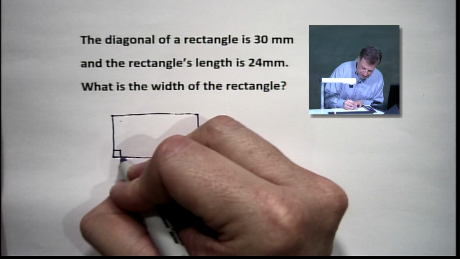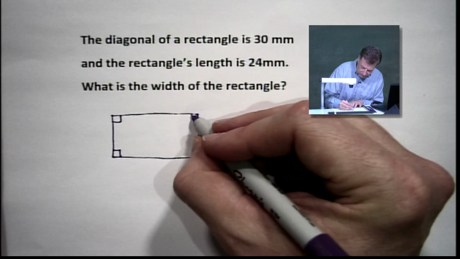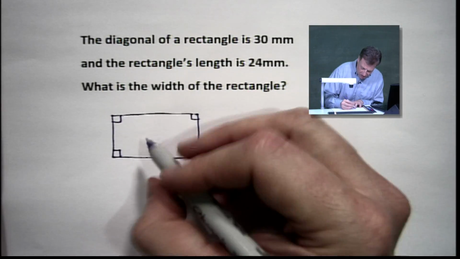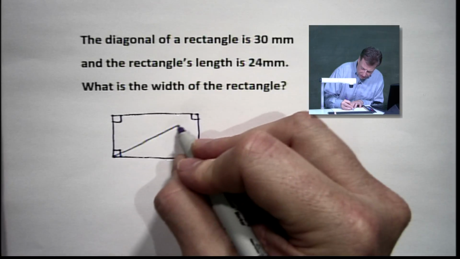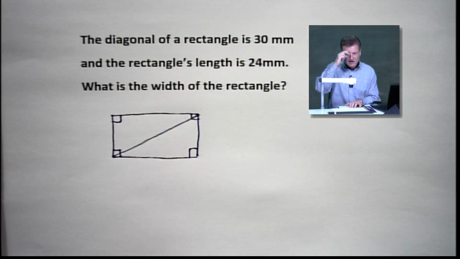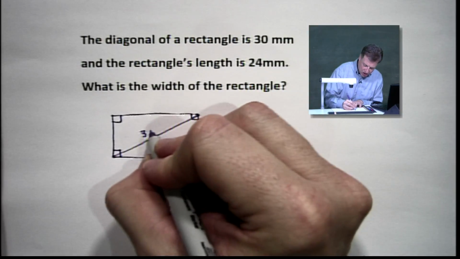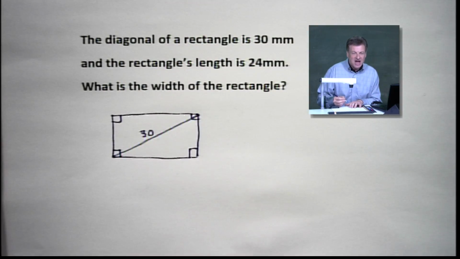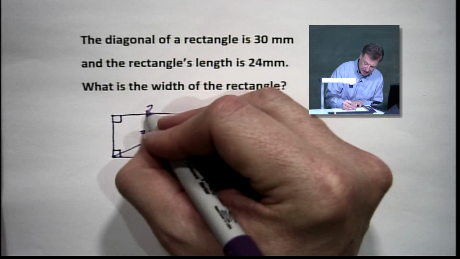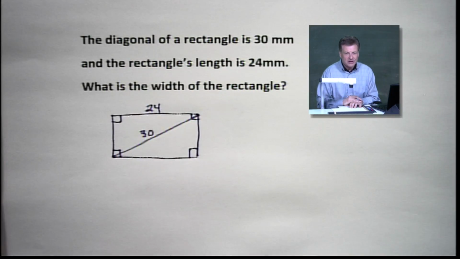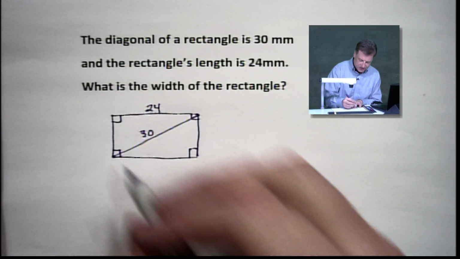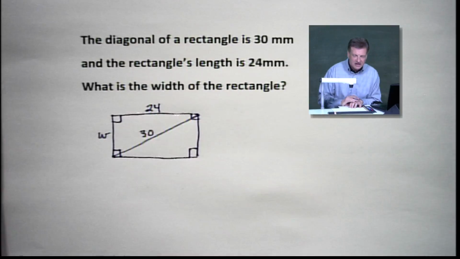Remember, they have all these lovely right angles. And according to this, we already have a diagonal working through there. There it goes, connecting. That's our diagonal there. And according to this, the diagonal is 30, and it says our length is 24. I'm going to let our length be the horizontal one, all right? The question is, what is the width? What is this little guy out here?